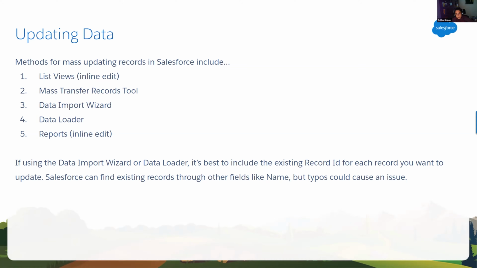A note that I wrote too, if you're going to be updating existing, it's a really good idea to use record IDs if you can. Salesforce can match up to names, but if you have duplicates, or maybe it's not actually duplicates, but you share leads that have the same first names, it could really mess up your data. So it's always a good practice. If you can update using the record IDs, it's probably the best way to do it.